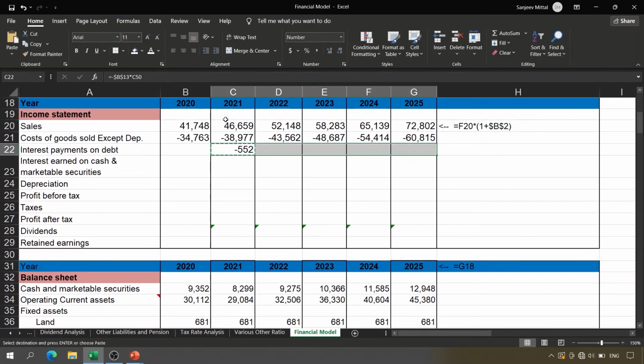And I shall copy this number to all the 5 years and we shall get our final interest payment on debt for all the 5 years projection.